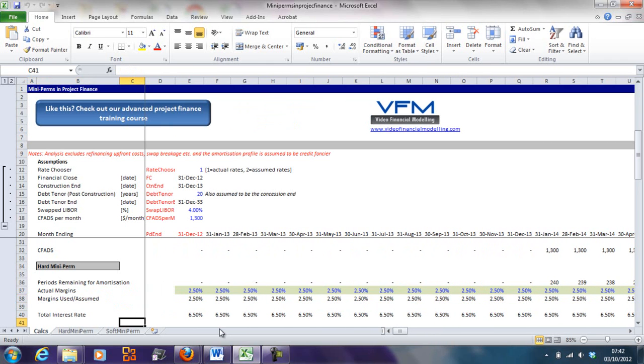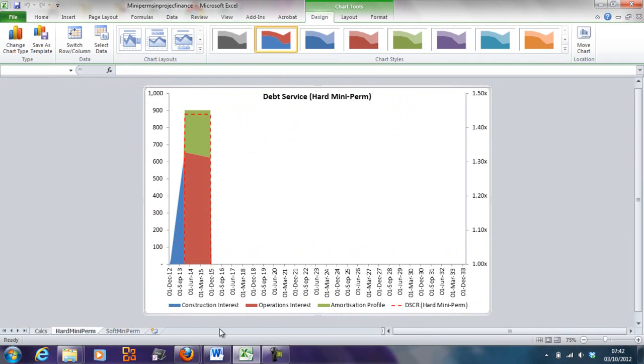Okay, so in a hard mini perm, what does that look like? We've charted this here. As you can see, the debt is only for 5 years. In blue, we've got the construction interest. Then we go into the amortization of the facility. Here we're using a credit foncier profile. If you don't know about the credit foncier repayment profile, you can go to one of our blog tutorials. I think it's called CFADs and Debt Service Coverage Ratio Sculpting, and the link's in the blog.